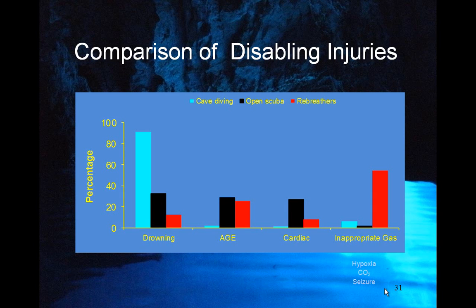Looking at disabling injury, we again see some differences here. Drowning is leading in cave diving, and that's clear. Once you run out of gas down there, you practically have no chance. There's no free surface to get to and start breathing again, as you have in recreational open scuba diving, where arterial gas embolism is equally frequent in open scuba and rebreathers. Cardiac death is more common in open scuba, and in rebreathers the inappropriate gas is a leading disabling injury. So even looking from above, and with not perfect data, we could get some ideas where we have to dig deeper and what we could do to improve safety.